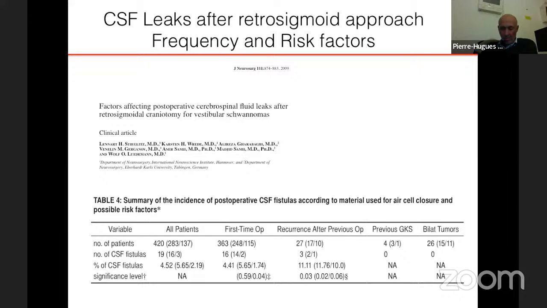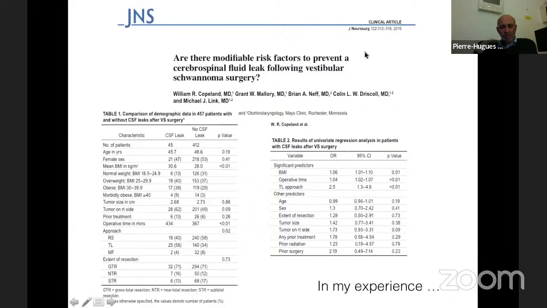Okay, this paper is very interesting because this was published 5 or 6 years ago by the Mayo Clinic group with Michael Link, with a huge experience of acoustic. And they focused on three interesting parameters. The BMI, you may know that in the US, unfortunately, they have a lot of overweight patients, which is an issue when we operate skull-based tumors, of course. And they could show some statistical significance about the BMI of the patient and the risk of fistula.